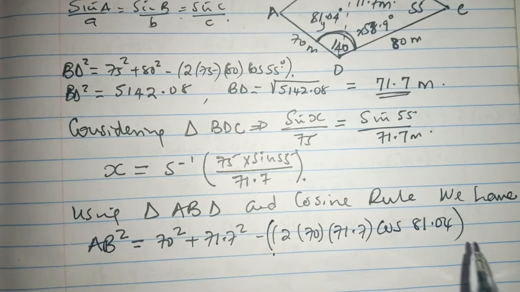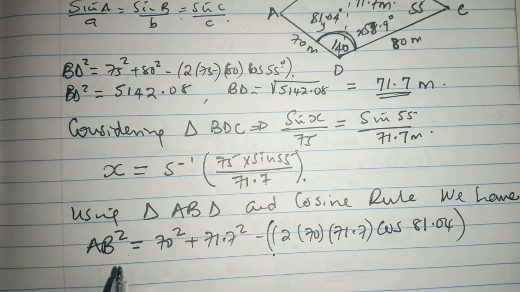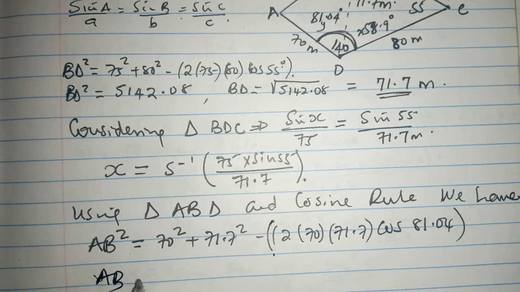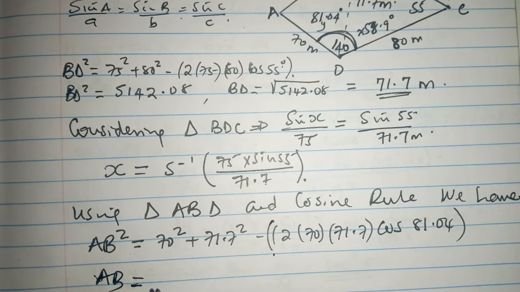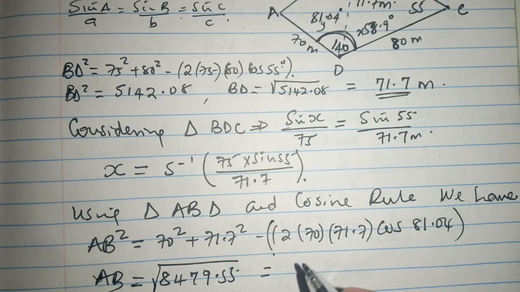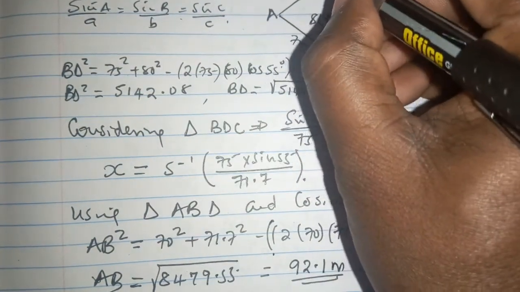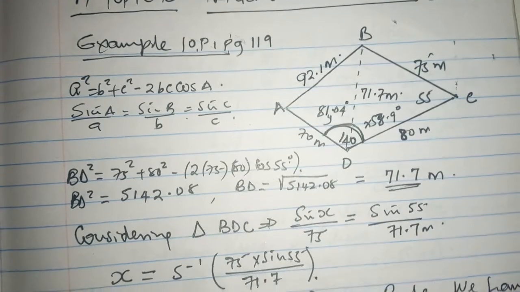Now, after we evaluate this, we can easily find AB to be the square root of everything that is going to be born here, which is 8479.55. The root of that is easily 92.1 meters. It goes without saying that AB is 92.1 meters.